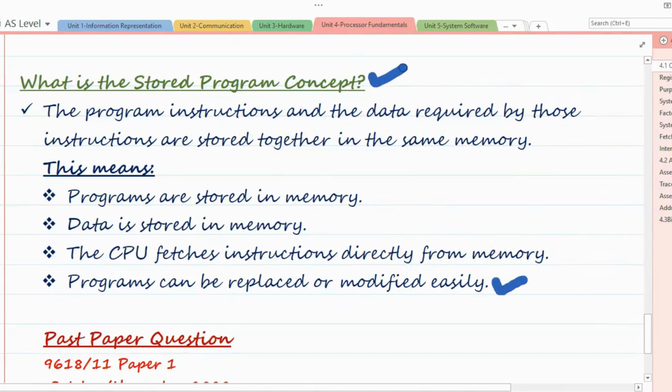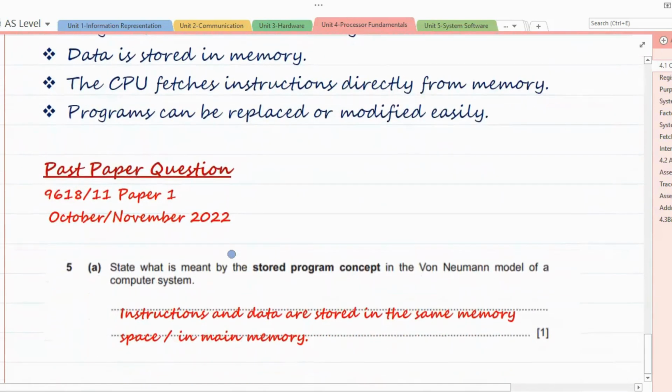This is very important to understand because there are past paper questions on this. I have put one question for you from October/November 2022. They clearly ask: state what is meant by the stored program concept in the von Neumann model of a computer system. It is worth 1 mark. You can clearly write that instructions and data are stored in the same memory space, or in the main memory. You'll get 1 mark if you write that instructions and data are stored in the memory.